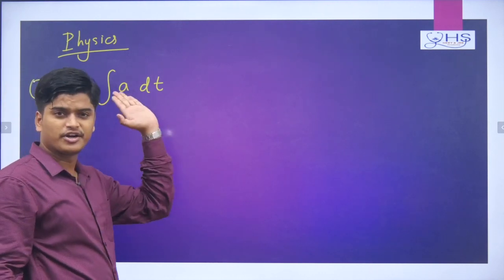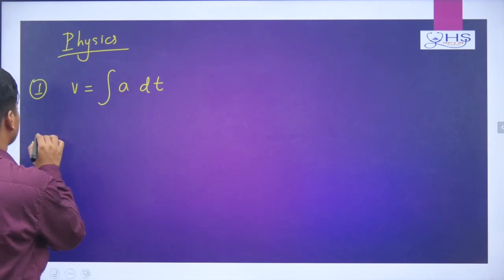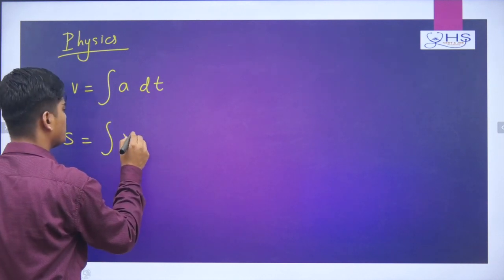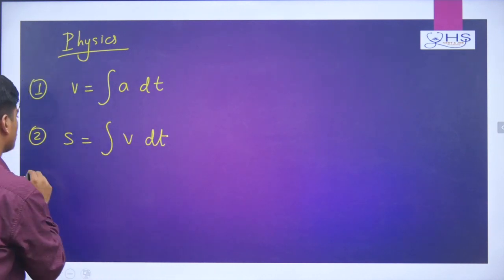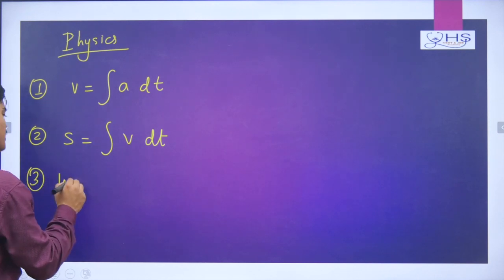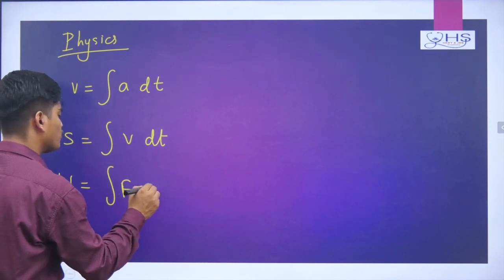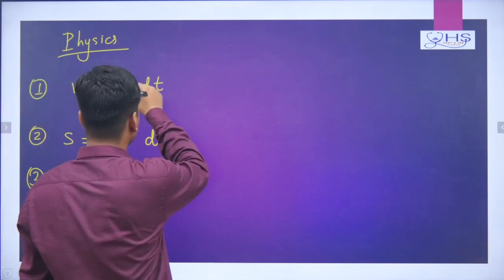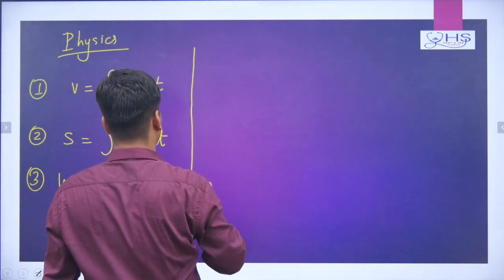So velocity is nothing but the integration of a dt. Similarly, if you want to find displacement, that is nothing but the integration of velocity with respect to t. Suppose you want to find work done, that is nothing but the integration of force with respect to distance or displacement. Okay, so how is this coming here? Now try to understand.